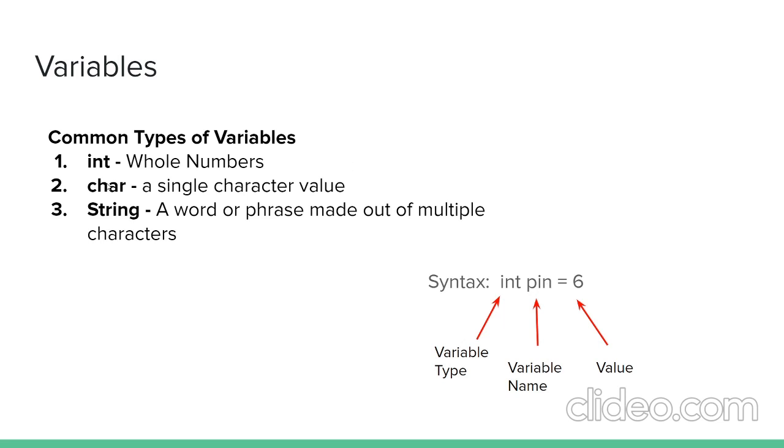And the same applies for character. It would think that whatever you assign it to is going to be one single character. And in string, it would think that whatever you assign it to is going to be a word or a phrase. We'll look into this in a little more detail.